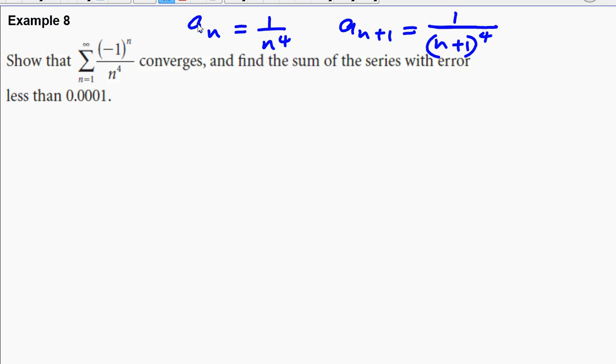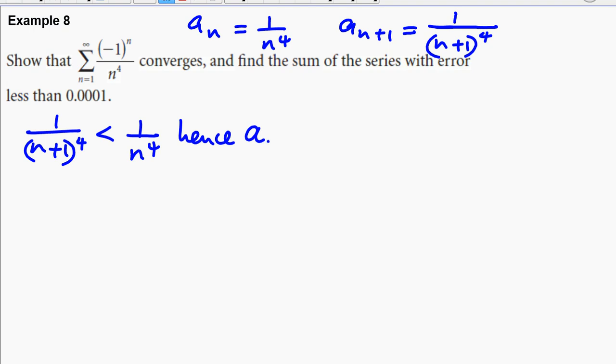So what I'm going to do is, first of all, to show that S sub n plus 1 is less than S sub n. And because n is greater than or equal to 1, it makes sense that 1 over n plus 1 to the power 4 will be less than 1 over n to the power 4. So hence S sub n plus 1 is less than S sub n. And then next we have to find the limit.